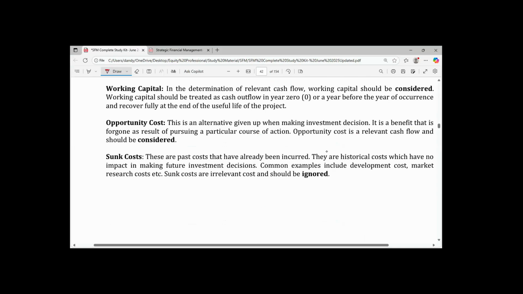Usually, common examples of sunk cost include development costs, market survey or market research costs. You can be given research and development costs. The examiner can give you feasibility study fee or cost. So once you have any of those costs in a question, you should know that they are not relevant, irrespective of when the payment will be made, provided the activity has been completed.